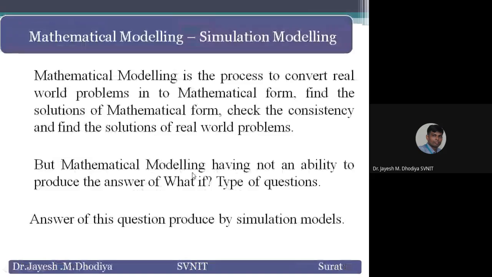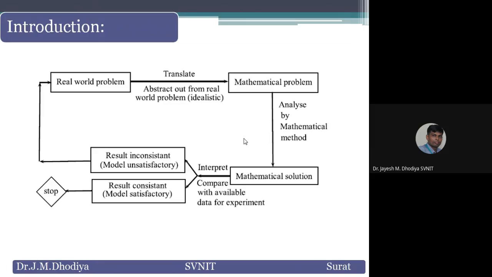Mathematical modeling is the process of converting a real world problem into mathematical form, finding the solution of the mathematical form, checking the consistency, and finding the solution of the real world problem. But when a mathematical model provides you a solution, the question arises: why are we talking about simulation? What is the utility of simulation? That is a big question. So what is one of the limitations of a mathematical model?